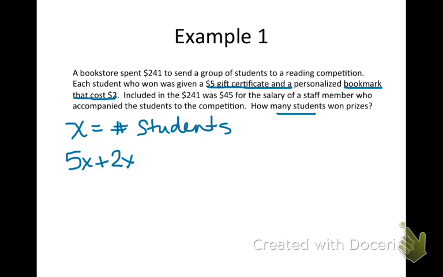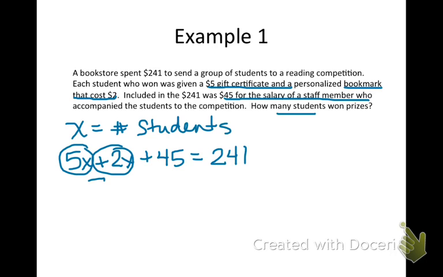Okay. But we also know that included in the total was $45 for the staff member who accompanied them. So all of this has to add up to the total that was spent by the store. Okay, so combining like terms first can give us 7x plus 45 equal to 241.